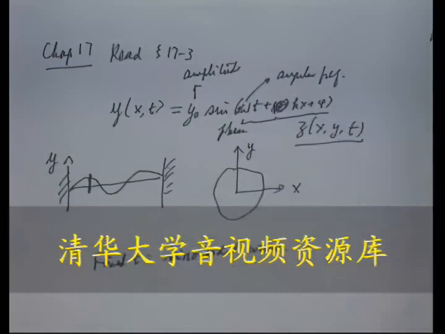Take a wave. What's the wavelength? Wavelength is usually called lambda. If you increase x by lambda, the phase should increase by 2 pi. That's the definition of a cycle. So k times lambda has to be equal to 2 pi. So lambda is related to k by 2 pi over k.